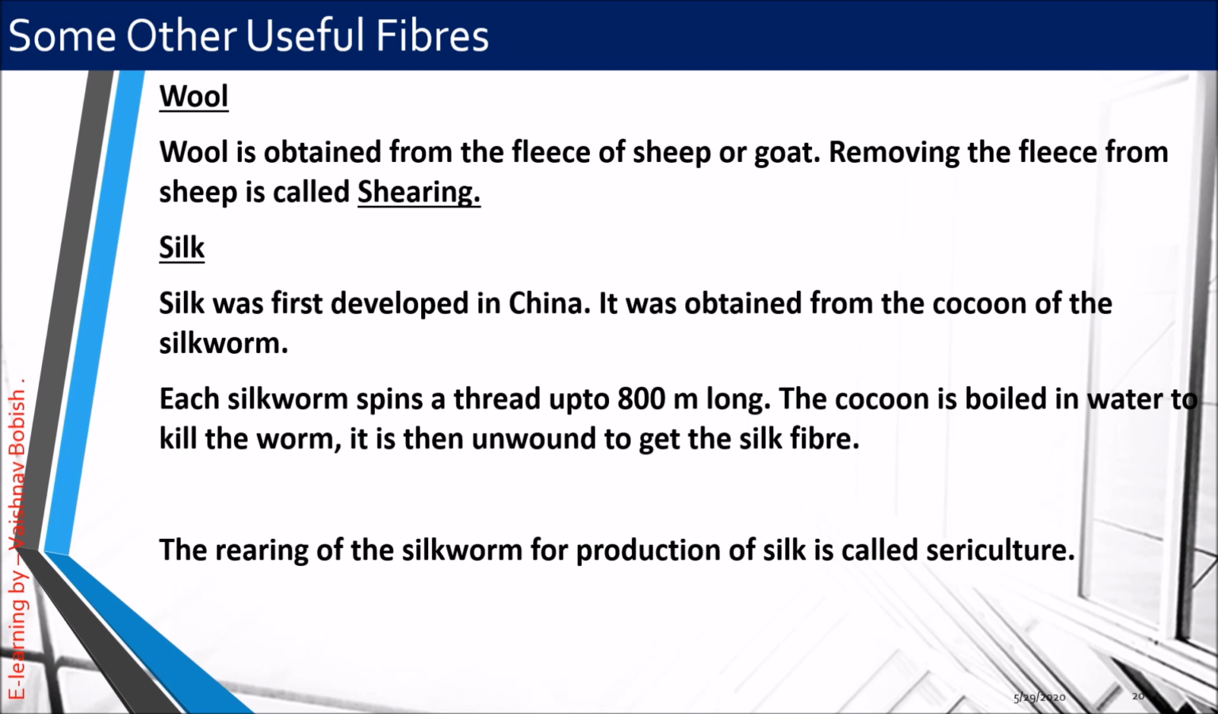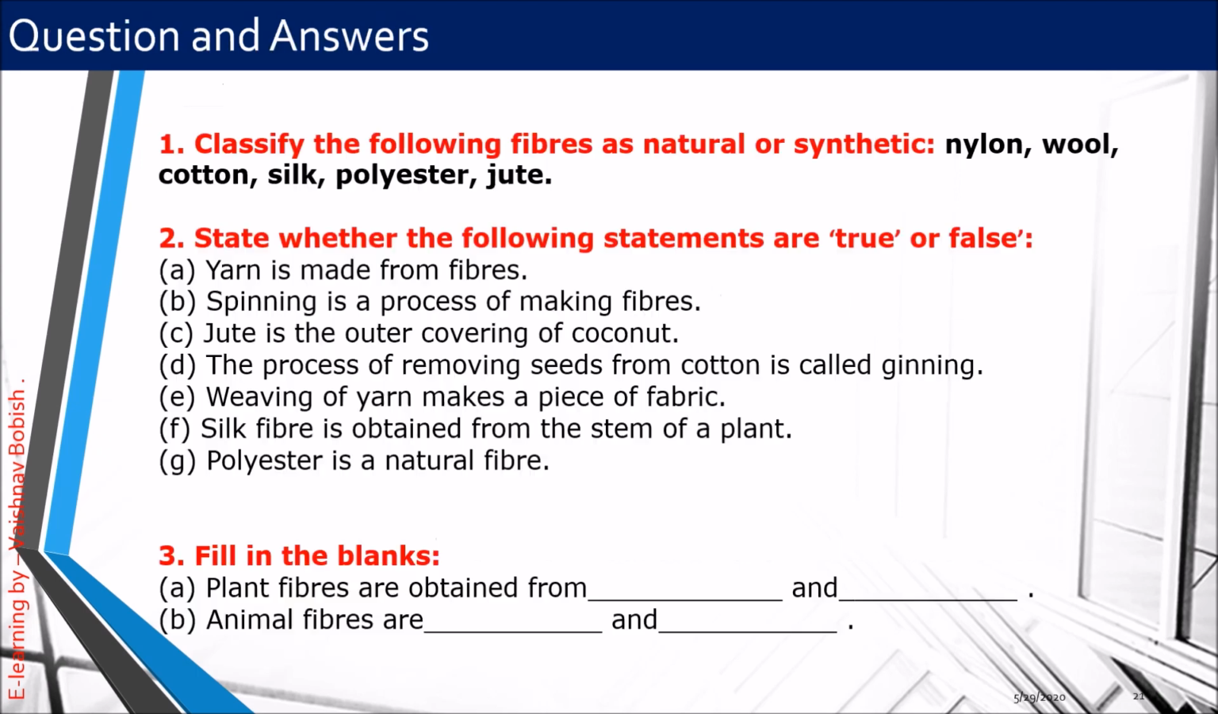Each silkworm spins a thread up to 800 meters long. The cocoon is boiled in water to kill the worm, and it is then unwound to get the silk fiber. The rearing of silkworm for production of silk is called sericulture.